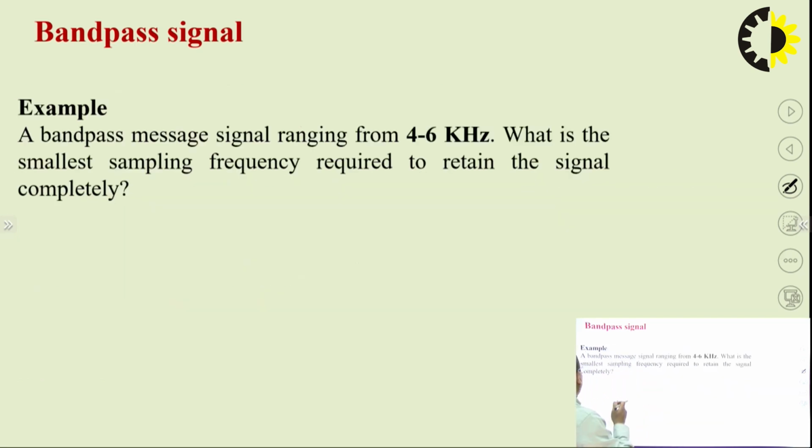Now let us take an example. A band pass message signal ranges from 4 to 6 kilohertz. What is the smallest sampling frequency required to retain the signal completely? We need the sampling frequency here. We know the sampling frequency Fs is equal to twice Fm. Here, what is Fm?